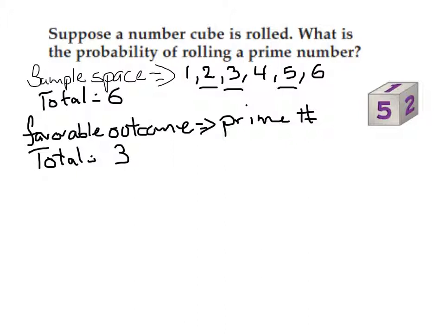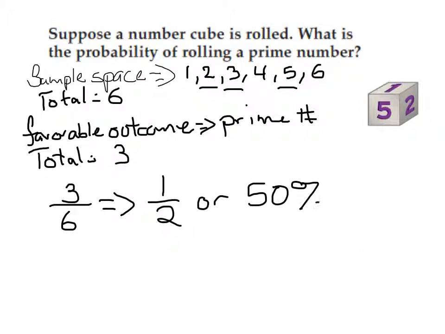If you remember the formula, favorable is on top, that was 3. Our sample space, or our total number of outcomes, is 6. With any fraction, ratio, we want to make sure it's in simplified form. It is not yet. So our fraction is 1 over 2. That's the probability, 1 out of 2. Or, more than likely, it might be put into a percent, or 50%.